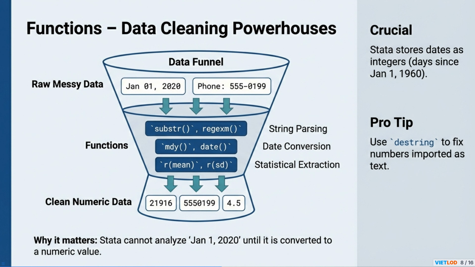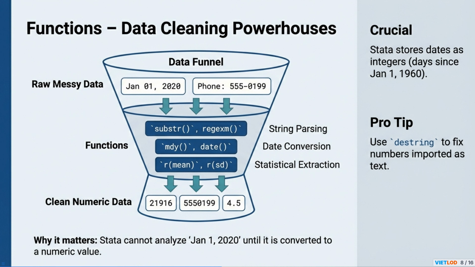Functions are essential for transforming raw, messy data into a clean, analyzable format. Think of this as a data funnel. At the top, we have raw, messy data, like Jan 01 2020 or phone 5550199. These are often imported as text strings and cannot be used directly for calculations. Through the funnel, we apply different types of functions. First, for text data, string parsing functions like substring or regexm can extract specific pieces of information, such as the digits from a phone number.